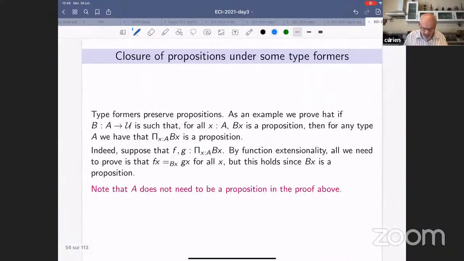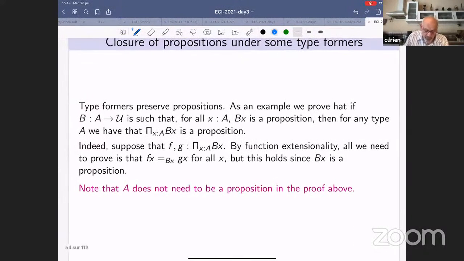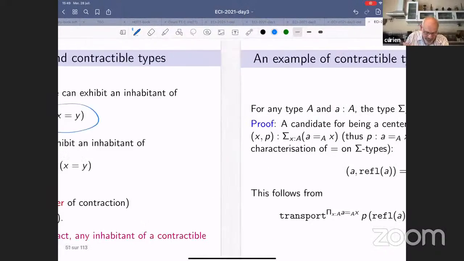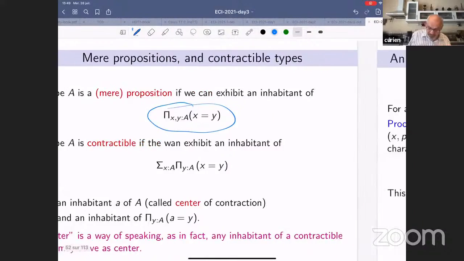Okay, so where were we? I think I stopped here, while being continuous in my treatment. So I didn't prove the content of this slide. Let me start from here again. Maybe I should recall, because there was a break, so you might have forgotten: a type is a proposition if you can prove that for every pair of elements of this type, the equality between these two elements holds. You have a proof that X is equal to Y for all inhabitants of A.